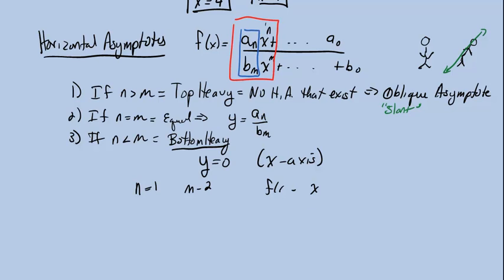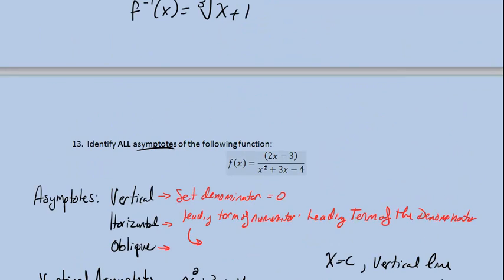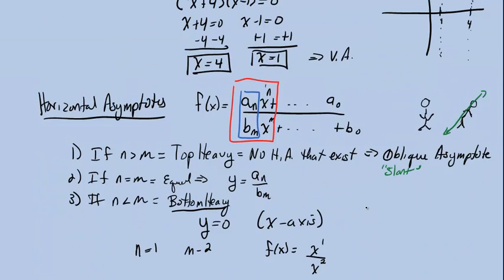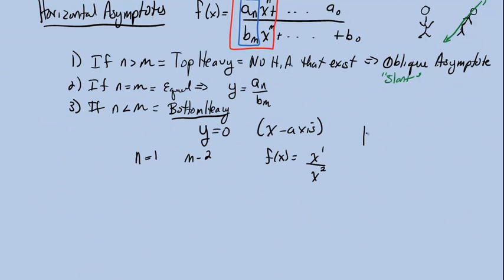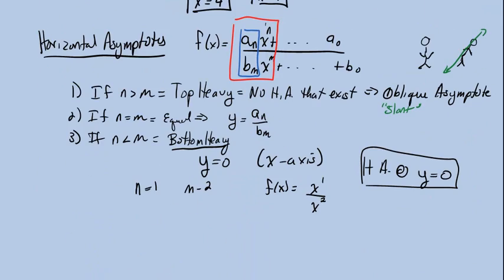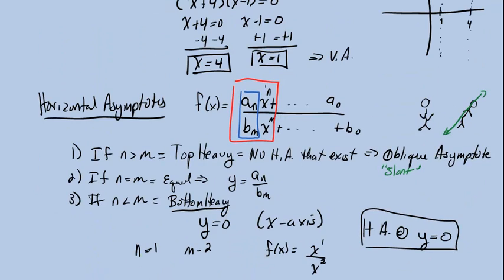So in this circumstance, my numerator will be an x to the first, all over my denominator, which will be some value of x squared. I don't care about that. I just know that I'm bottom heavy, because the degree here is 2 and the degree on top is 1. Therefore, since I'm bottom heavy, I have a horizontal asymptote at the line y equals 0. Since I have a horizontal asymptote, I know I don't have an oblique asymptote. Therefore, the only asymptotes I have are the line y equals 0, x equals 4, and x equals 1.